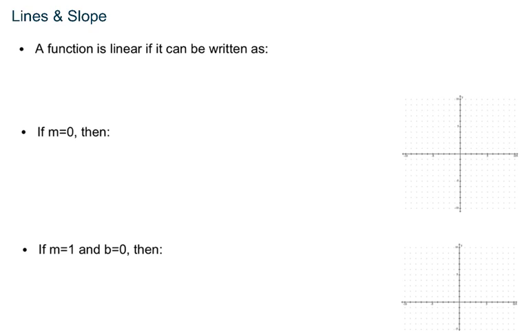In this section, we're going to talk about lines and slope. Now, a function can be considered what we call linear if we can write it as y equals m times x plus some constant b. So in this situation, both m and b are real numbers. M is the multiple, the scalar coefficient on x, and b is a constant. So these are both considered constants or real numbers.